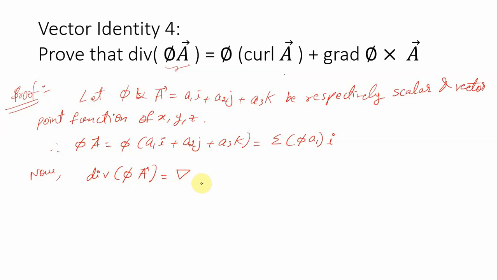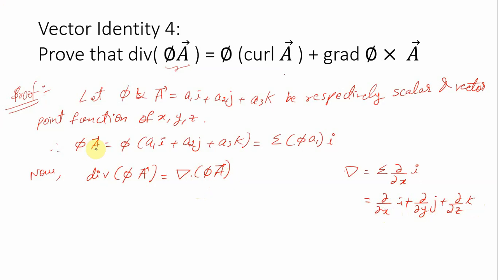So now I will take del dot phi a bar. That's simple. Divergence can be written as del. So now please remember the formula for del. It is dou upon dou x i plus dou upon dou y j plus dou upon dou z k. I just take this as summation to make it very simple. Summation dou upon dou x i. Please remember this formula students. This is nothing but dou upon dou x i plus dou upon dou y j plus dou upon dou z k. That's it.